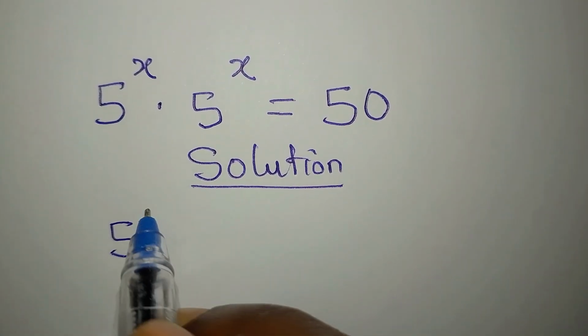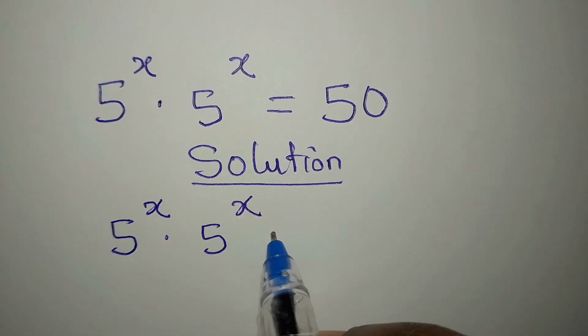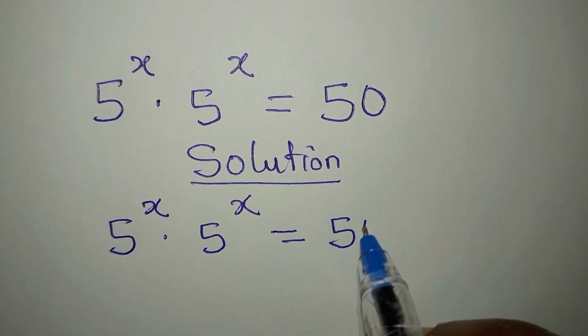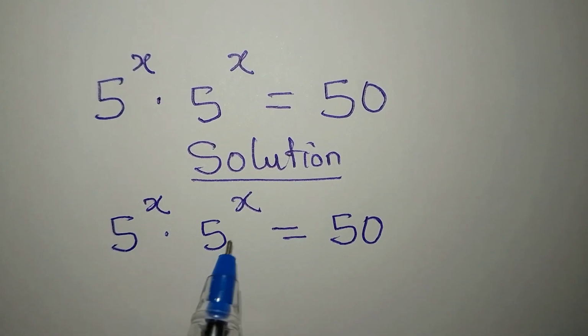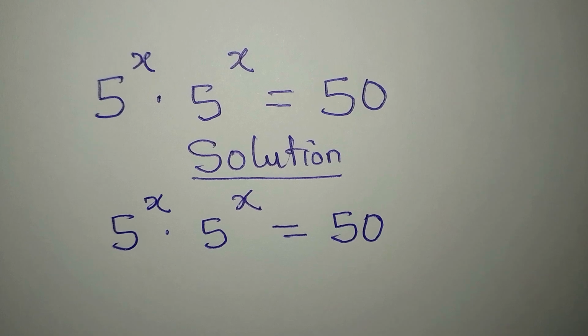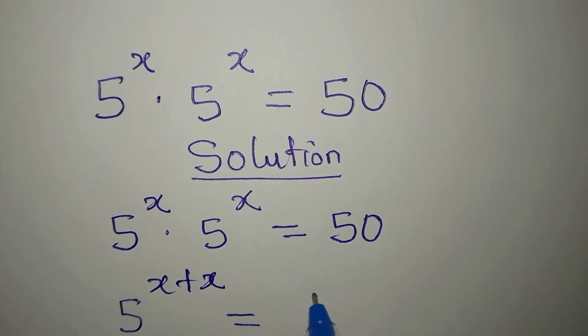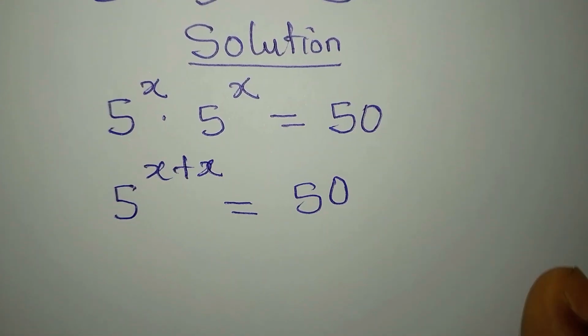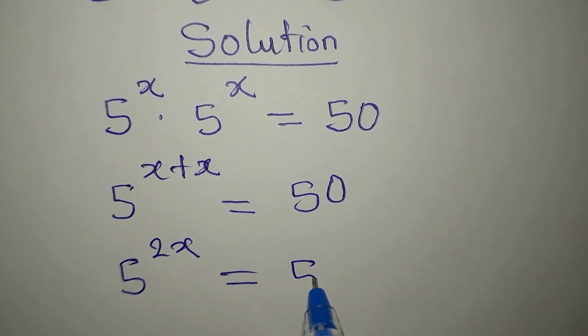Okay, so let's deal with this very quickly. We have 5 to the power of x multiplied by 5 to the power of x, and it's equal to 50. So how do we deal with this? We have the same base, so you can pick one of the bases and add the powers. x plus x. So at the end of the day, we have 5 to the power of 2x equals 50.